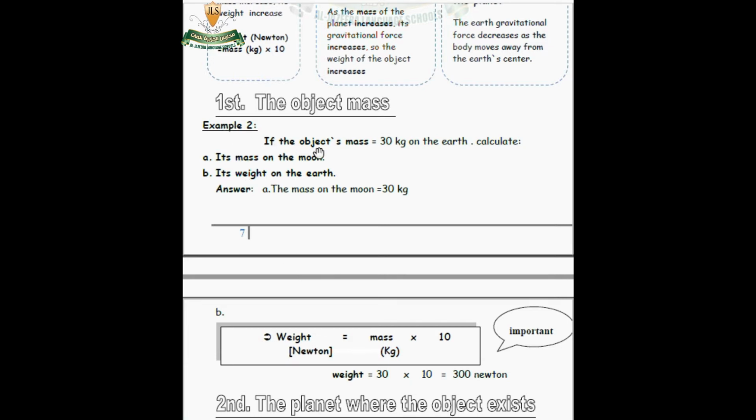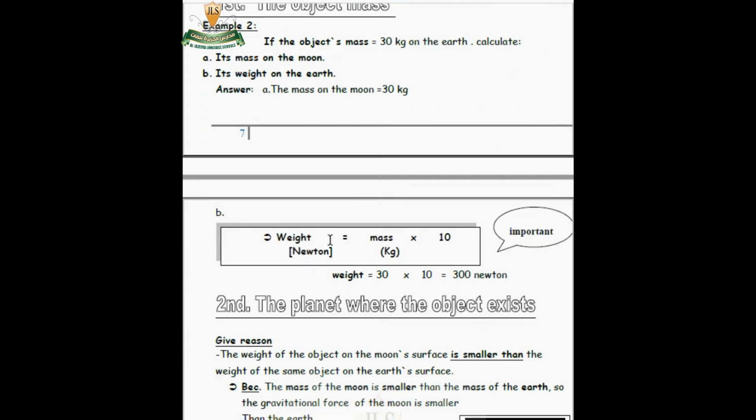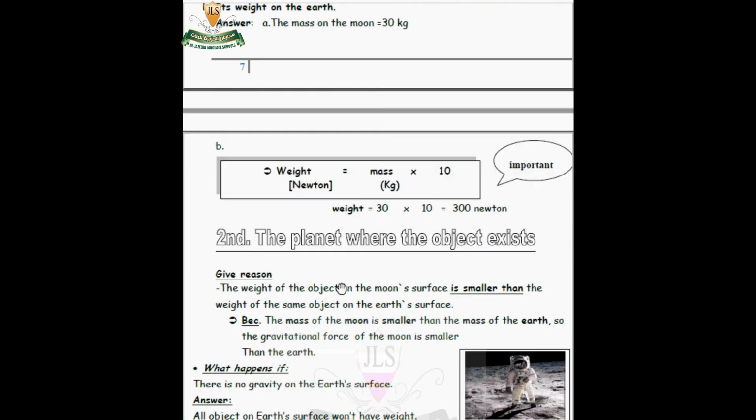As an example, if the object's mass equals 30 kilograms on the Earth, calculate the mass on the Moon and the weight on the Earth. We know that the mass is constant. Mass on the Earth equals mass on the Moon, so the mass equals 30 kilograms on the Earth and also on the Moon. But the weight equals mass times 10, so it's 30 times 10 equals 300, and the unit is Newton because we take the weight.